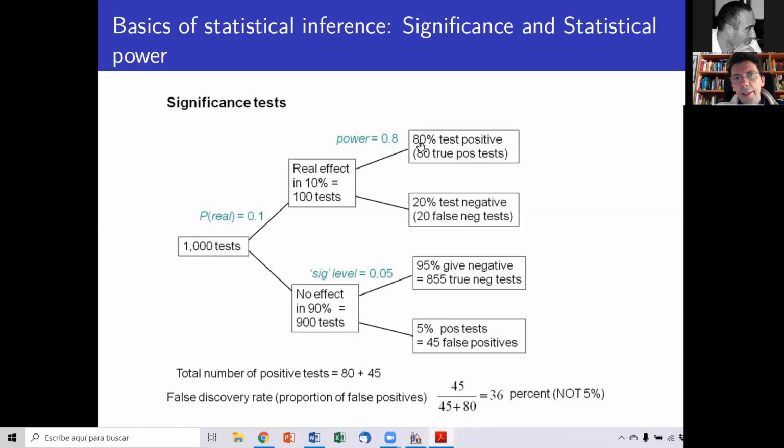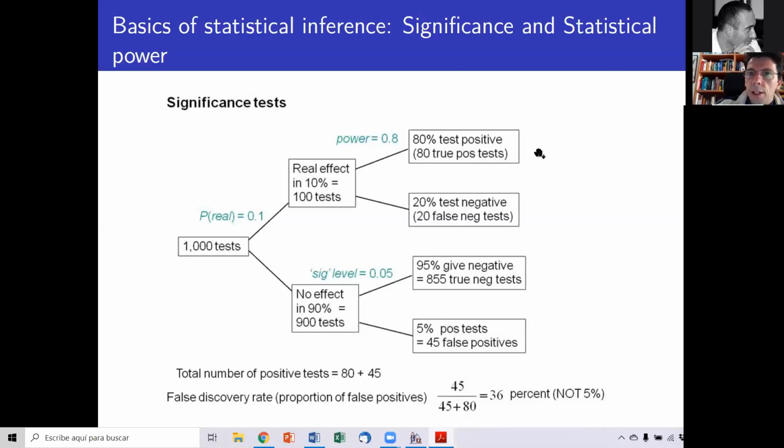So in 80 of these 100 drugs, I will say that they make a difference. And for 20 of them, I miss them, and then I say that there is no difference when in reality there was. Now, reality you never know. Reality is something that God knows, but you don't. So what you know is the result of your test.